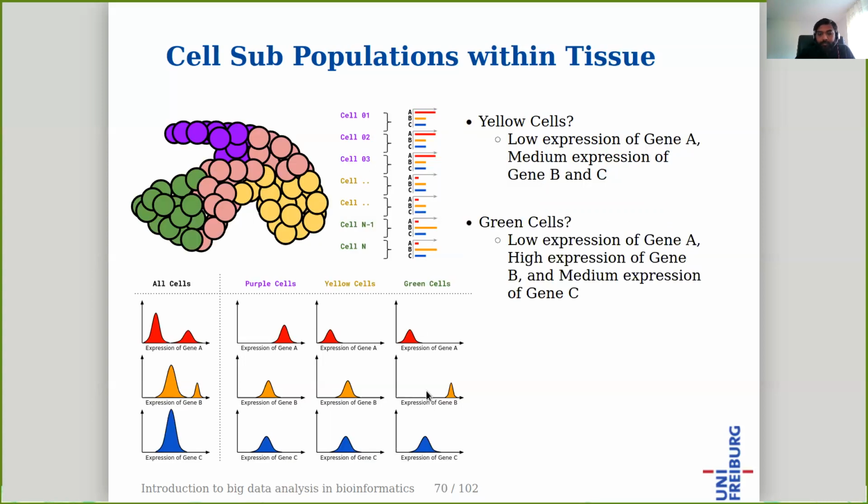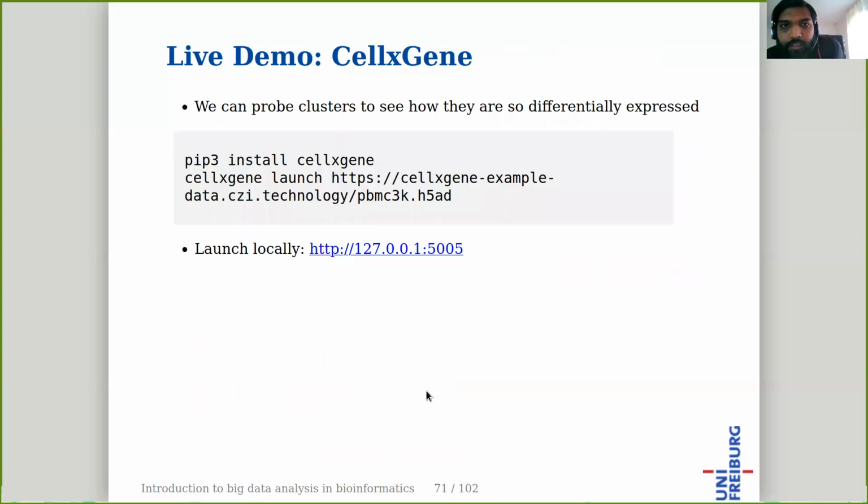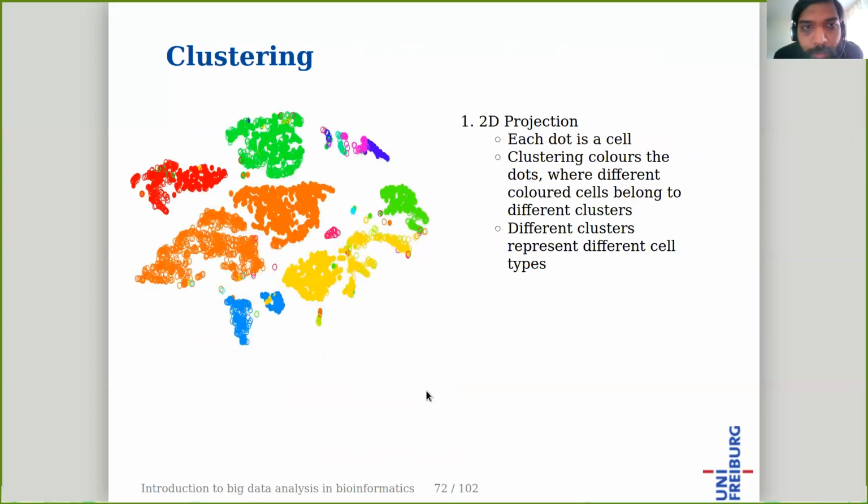such interpretation of the cell expression levels. Now, based on these different expression profiles, we can cluster the cells. So we project them into 2D, and then we see such clusters. Each dot here represents a cell, and the clustering is done by one of the clustering algorithms.